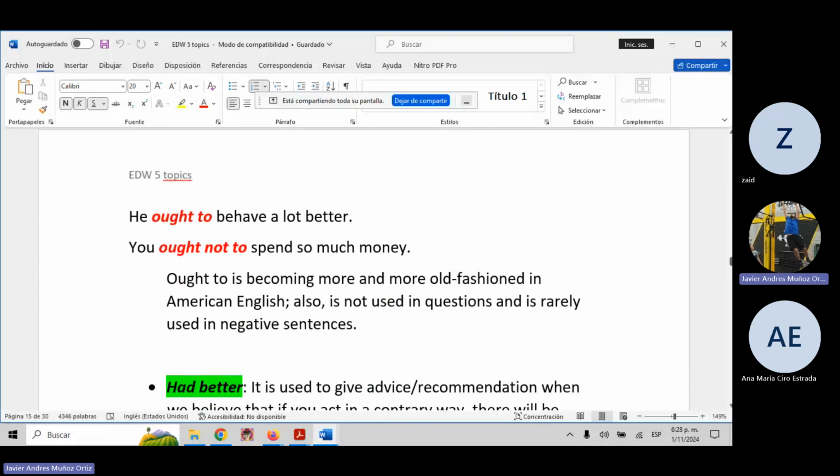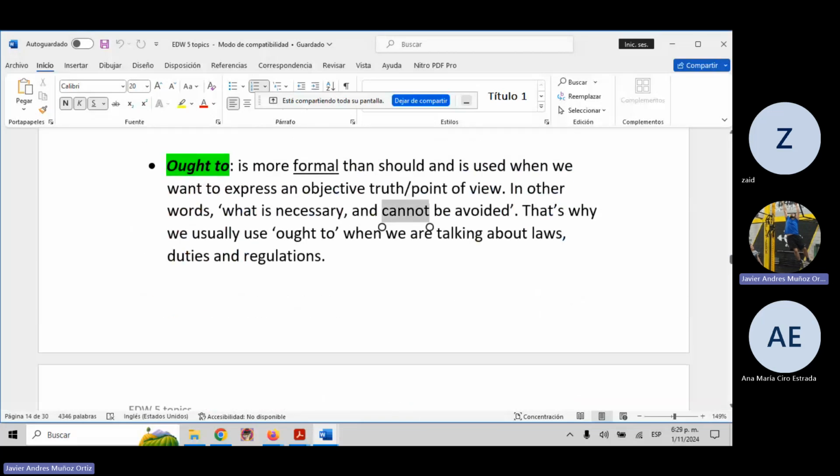He ought to behave a lot better. This is the norm at home, because if you don't behave, something wrong is going to happen. Maybe the kid is not going to be an example for society, not going to be supportive, and so on, right? Or with your husband, with your wife, you ought not to spend so much money, because this money could be used to buy a new house, to invest in the business, to pay debts, right? So this is something that cannot be avoided, and in this case, we are focusing on an objective point of view, not on my personal opinion. And this is why we use ought.